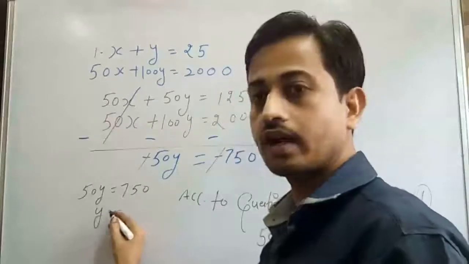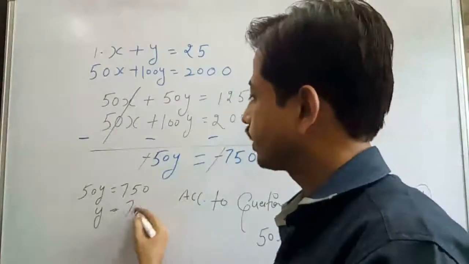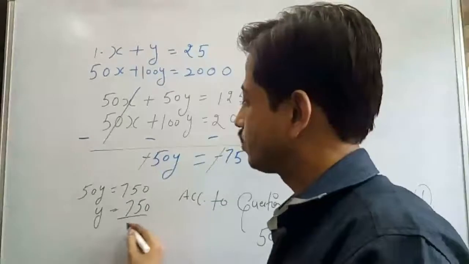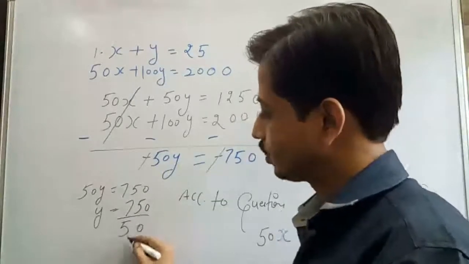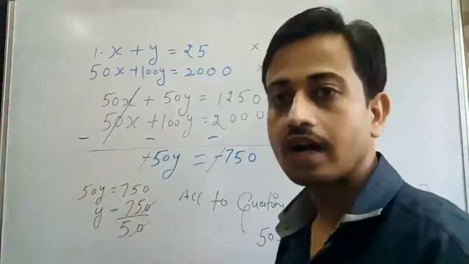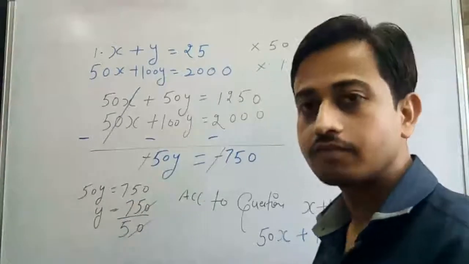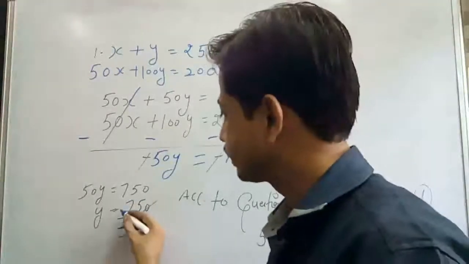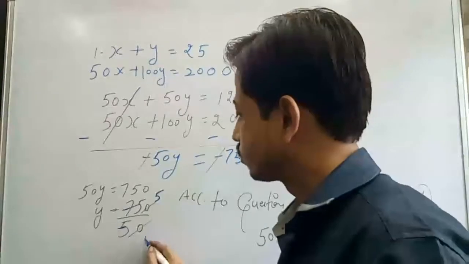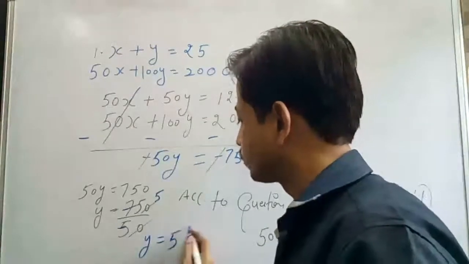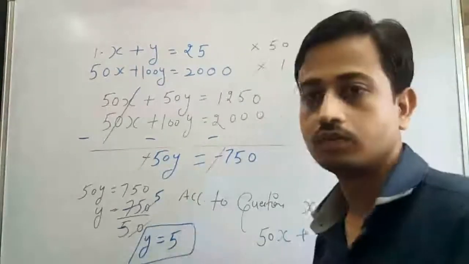Now get the value of y. Take it in the denominator. 750 divided by 50. 0 is cancelled out with 0. And 5 into 75. 15 5s are 75. So it cuts with 5. So we get y is equal to 15.